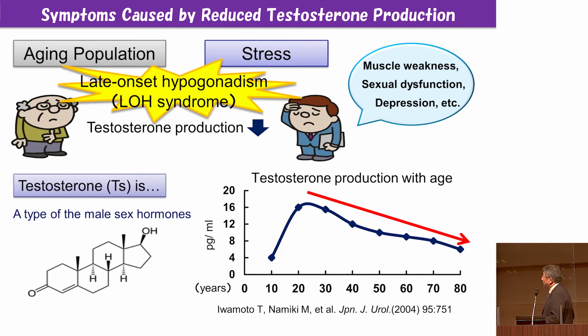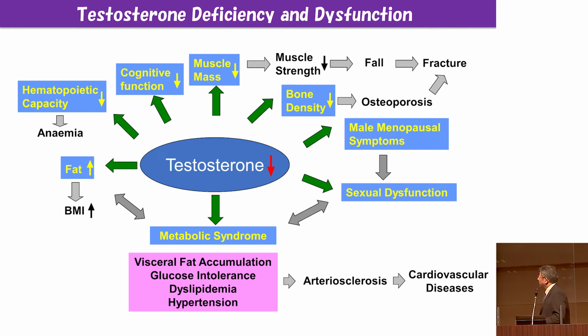In today's super-aged and stressed society in Japan, age-related male hypogonadism, LOH syndrome, has become a major topic of concern. The decline in testosterone production can result in symptoms such as muscle weakness, sexual dysfunction, and depression. Additionally, there is a number of other symptoms such as metabolic syndrome and cognitive impairment that can occur when testosterone levels drop.